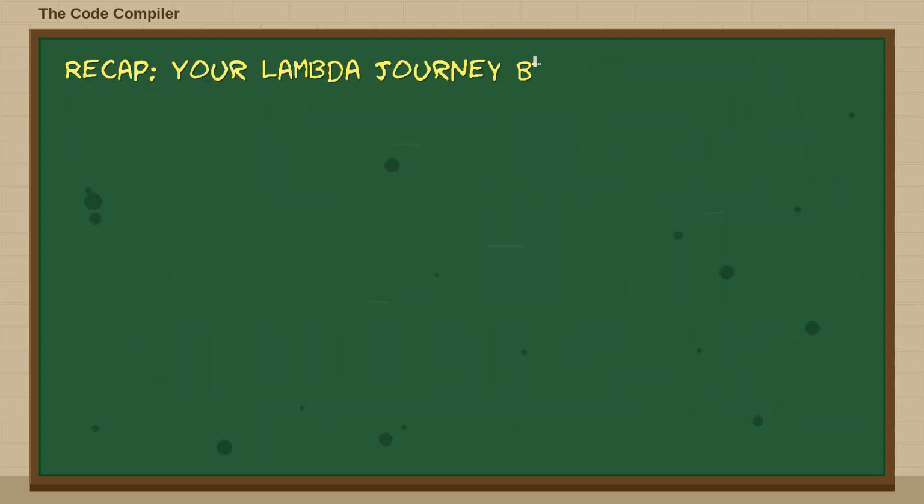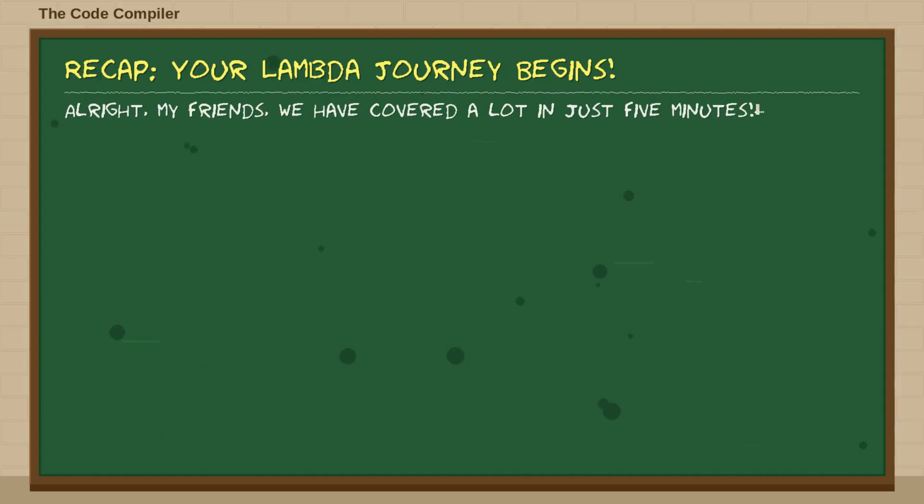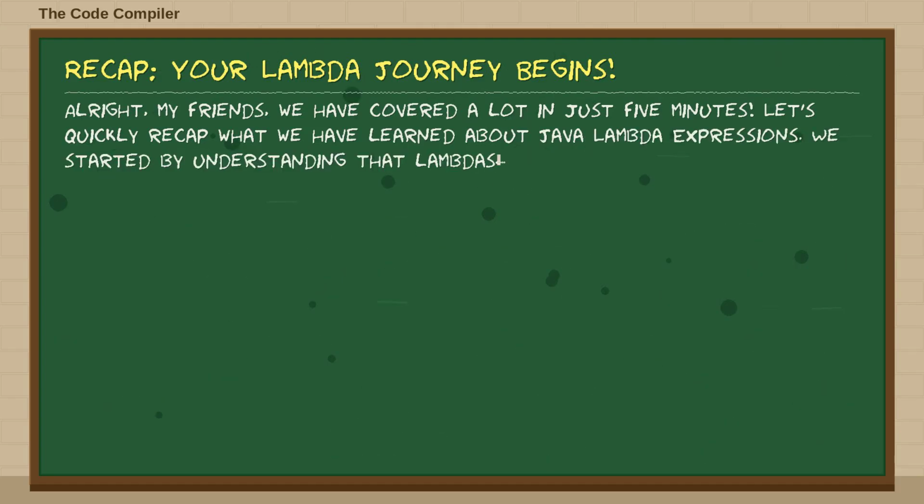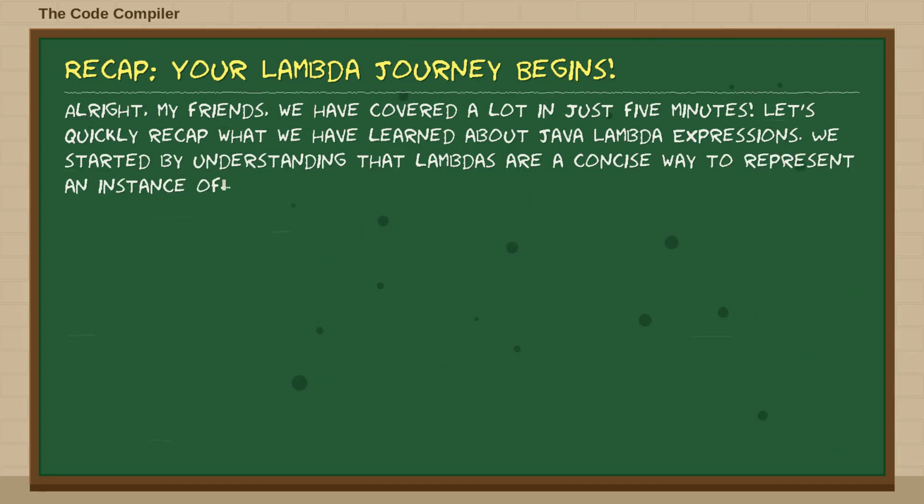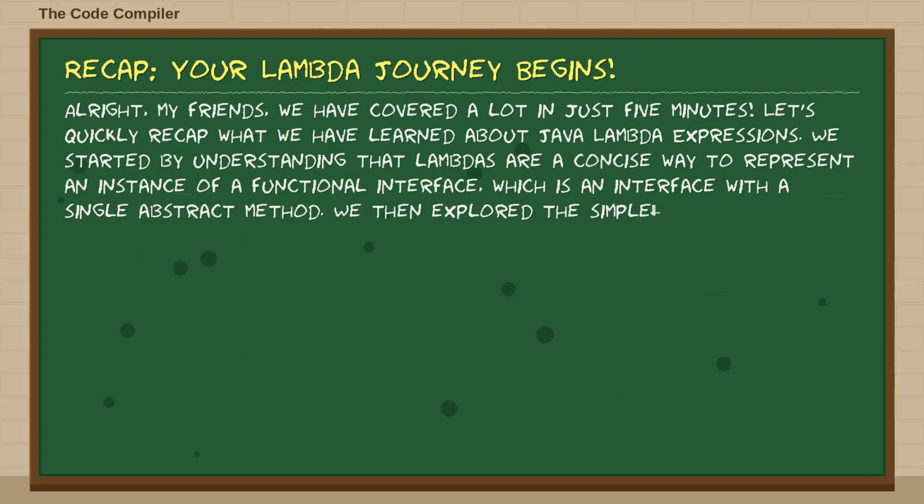Alright, my friends, we have covered a lot in just 5 minutes. Let's quickly recap what we have learned about Java Lambda Expressions. We started by understanding that lambdas are a concise way to represent an instance of a functional interface, which is an interface with a single abstract method. We then explored the simple yet powerful syntax, parameters -> body.